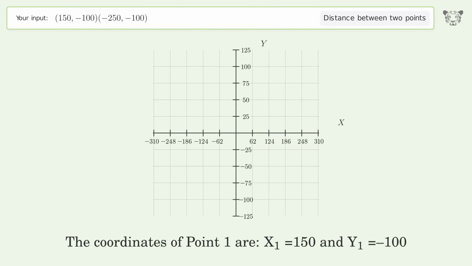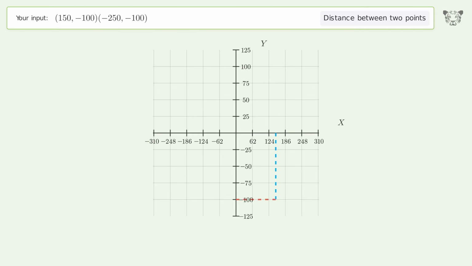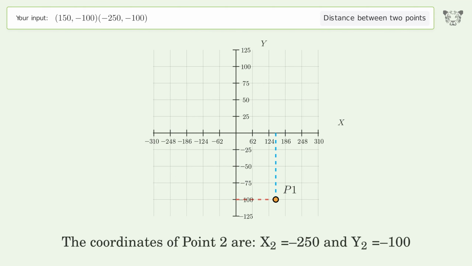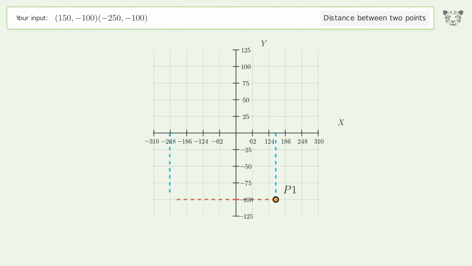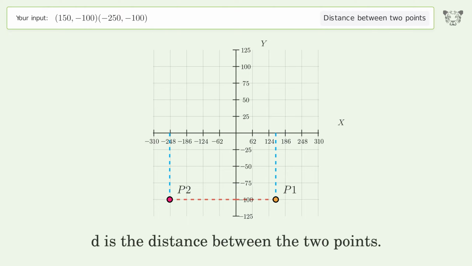The coordinates of point 1 are, x1 equals 150 and y1 equals negative 100. The coordinates of point 2 are, x2 equals negative 250 and y2 equals negative 100. D is the distance between the 2 points.